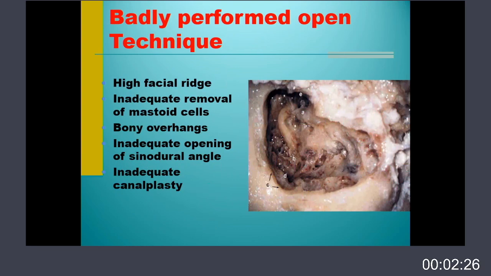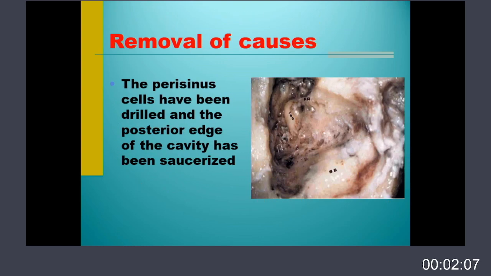So these are a few badly dissected bones. In this we find a high facial ridge, inadequate removal of the mastoid cells, a bony overhang, inadequate opening of the sinodural angle, and the canalplasty is also inadequate. So we'll be removing them one by one.